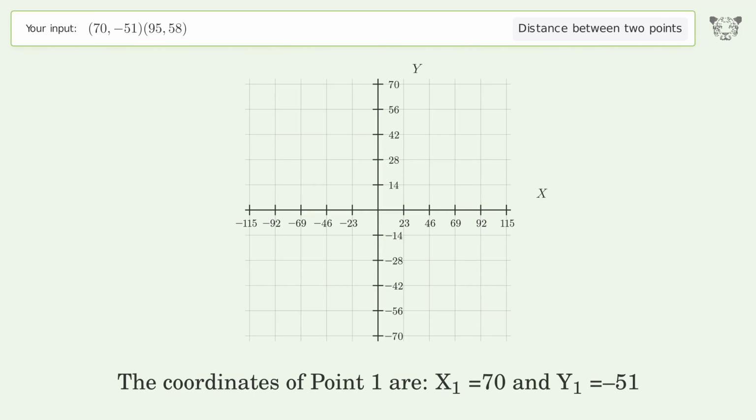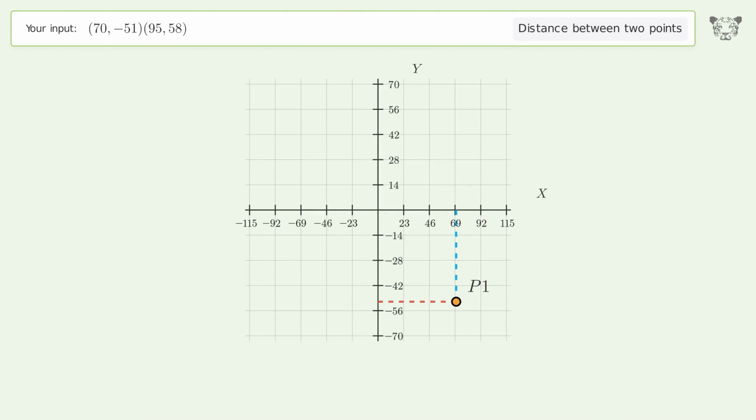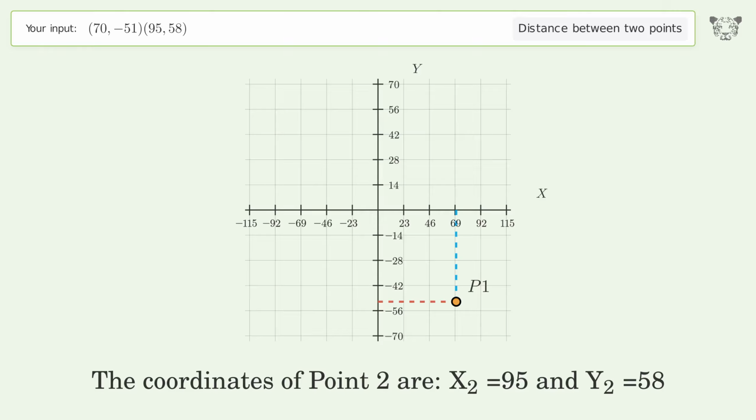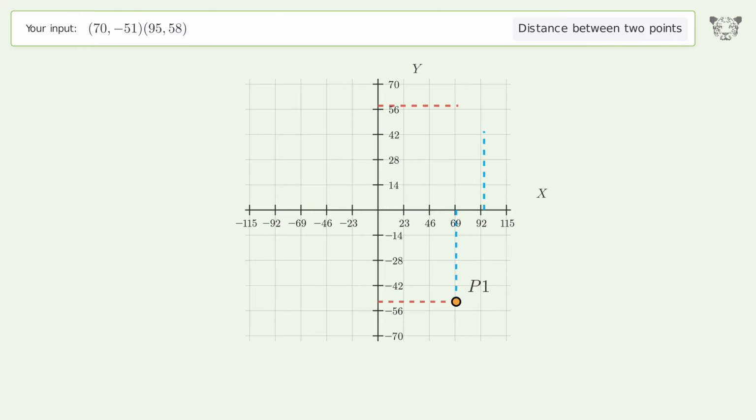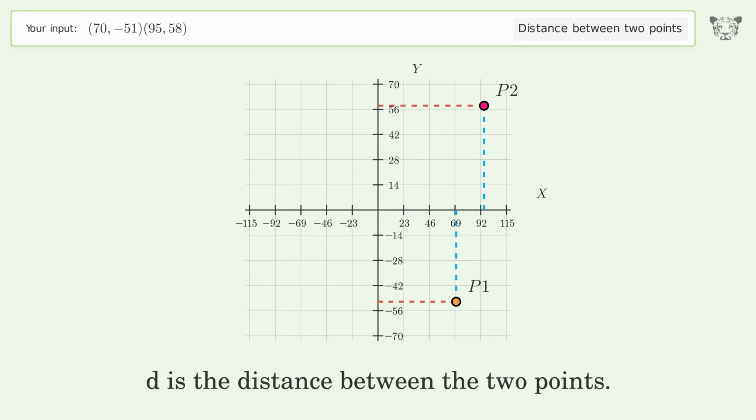The coordinates of point 1 are x1 equals 70 and y1 equals negative 51. The coordinates of point 2 are x2 equals 95 and y2 equals 58. D is the distance between the 2 points.